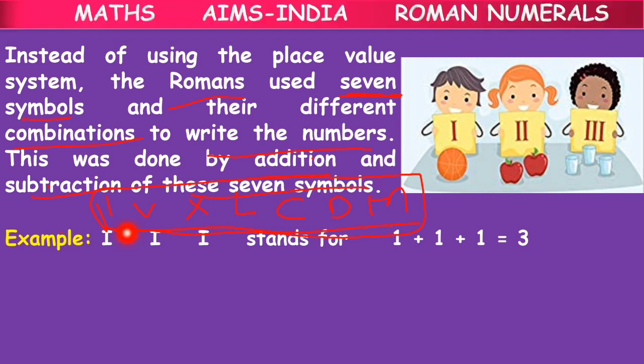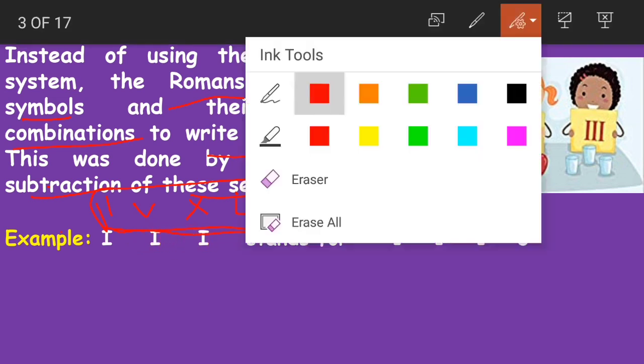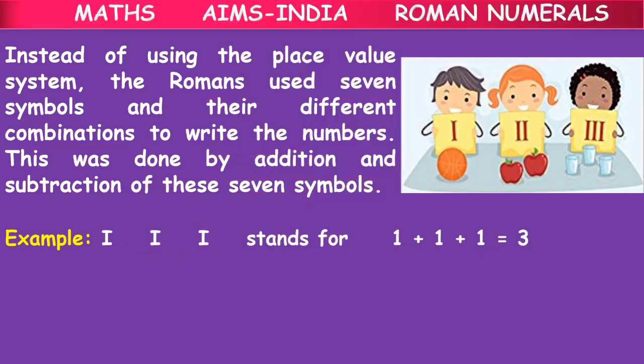First example is III. We have 3 I's here. What does this stand for? I means 1. So 1 plus 1 plus 1 is equal to 3. Look at these 3 I's. You might be familiar with this from when you were in 3rd class. You used these 3 I's to write your class 3. Instead of writing the number 3, you used these 3 I's to write it. Now these 3 I's become the Roman numeral. And this number 3 becomes what, children? It becomes the Indo-Arabic numeral.